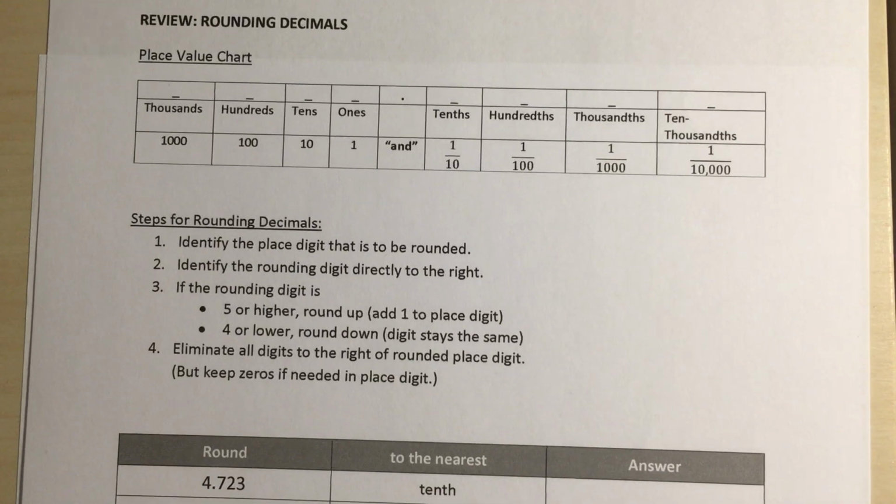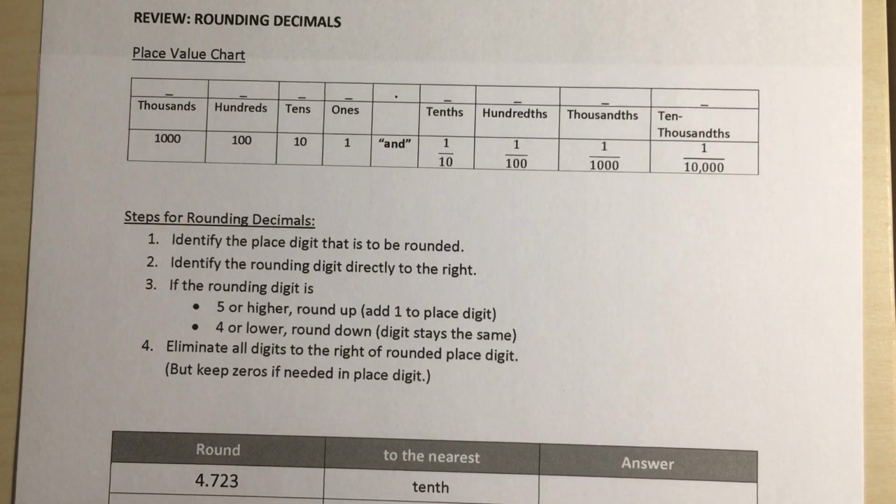So when we're actually rounding our decimals, the first thing we want to do is identify our place digit that is to be rounded. We can underline it, we can make some different markings. As we go through the next example, I'll show you what we mean by that. Then we're going to look at our rounding digit that is directly to the right of that. If that rounding digit is 5 or higher, we're going to round up. Rounding up means we add 1 to the place digit.